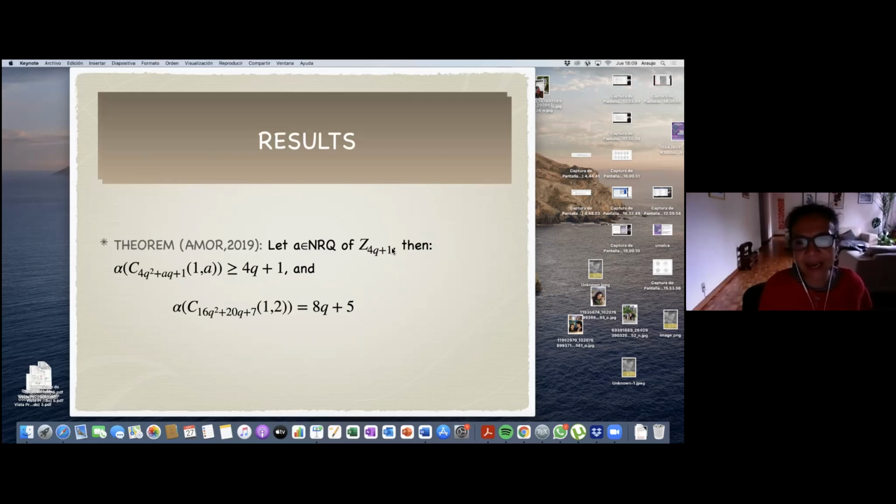Okay. With this, I have a theorem, and if I have a non-quadratic residue and I live in this group, then I can bound the achromatic number of this circulant graph, and I can find a coloration with this number of colors. And then the achromatic number is greater than this number. And also, if I have specifically this prime, I have the equality in this case, okay?